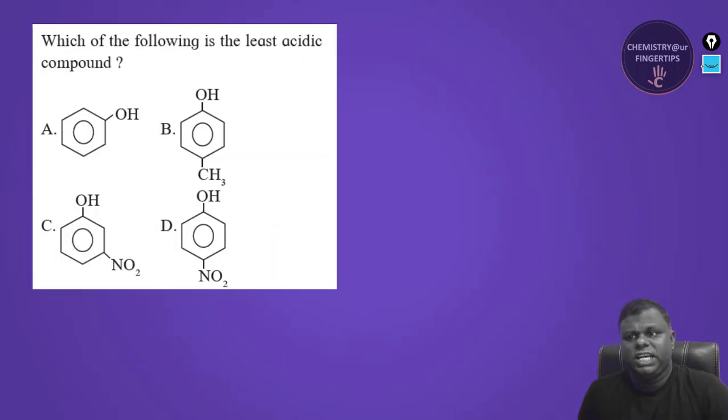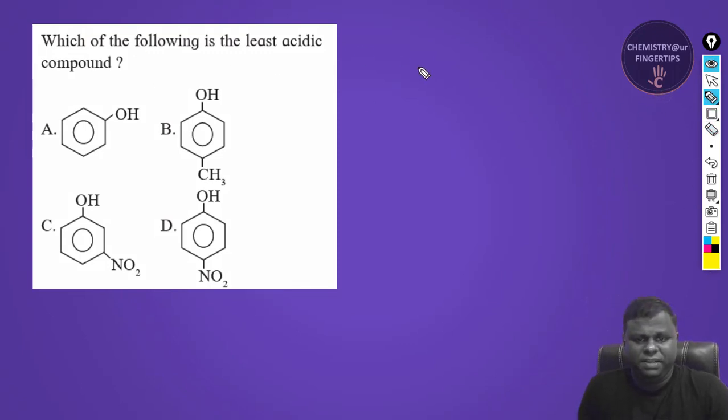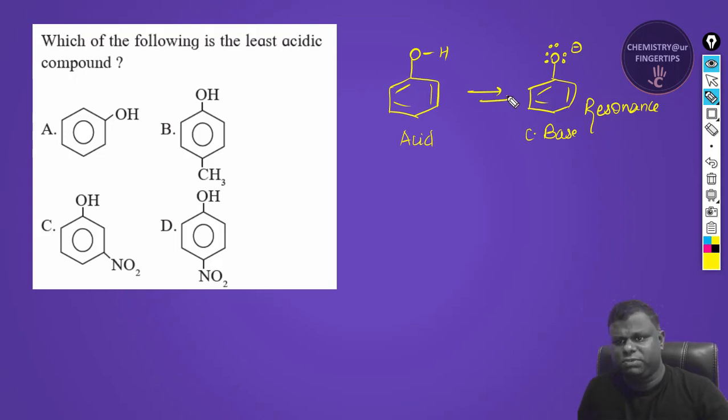Which of the following is the least acidic compound? We already know about this particular thing. When we talk about phenols, phenols are acidic due to the resonance stabilization of the phenoxide ion, right? So let's say this is phenol and then you have a phenoxide ion over here. This phenoxide ion is stable due to resonance, correct? So this is the acid, and this is the conjugate base. The conjugate base is stable, so the equilibrium is pushed in this direction.